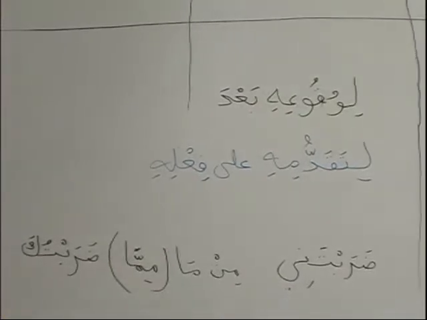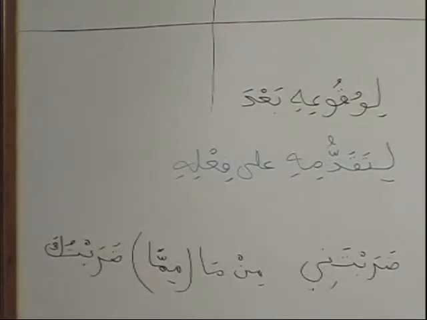Darabtani. When you say darabtani, then you will change ashaddu into ashadda. Got the idea, brothers and sisters? Mimma darabtuka. I'm only pointing your attention to this now.